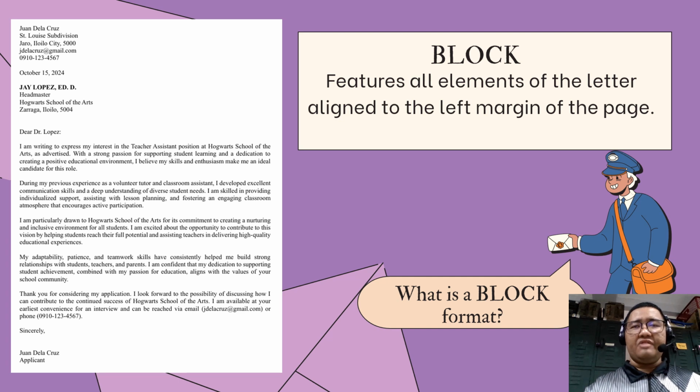The block format features all the elements of the letter aligned to the left margin of the page. If you notice in the example that you can see on the screen, all the parts, the return address, the date line, the inside address, the salutation, the body of the letter, the closing and the signature are all aligned to the left. There's also no indentation for each paragraph in the full block format or the block format.